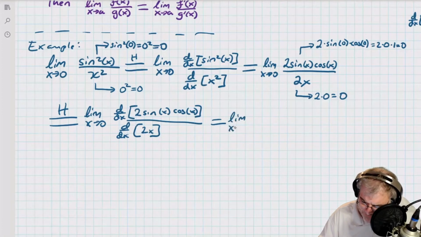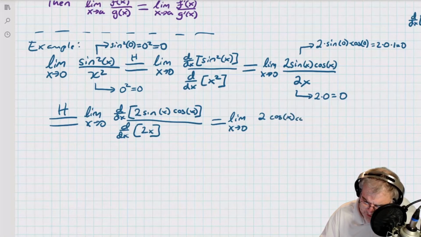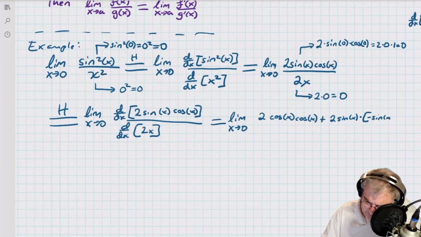That's nice. The top is going to be 2 sine of x. Oh, derivative of the first. Let me do it in order. Cosine of x, cosine of x. Yes, I'm skipping steps. You can yell at me. Plus, okay, the derivative of the second times the first here. So this is going to be 2 sine of x times negative sine of x, all over 2.